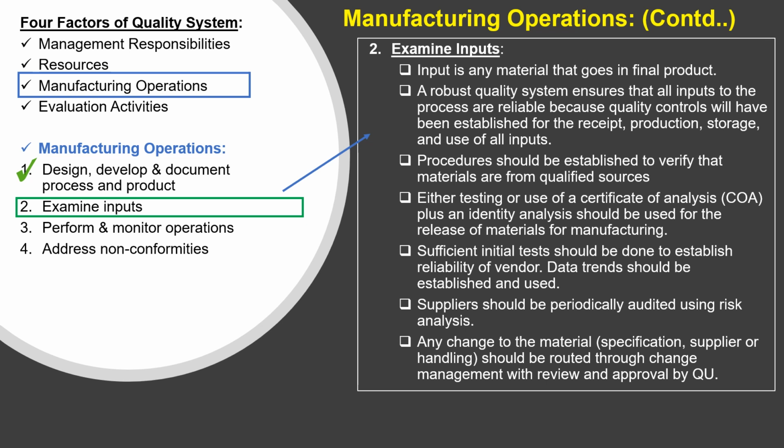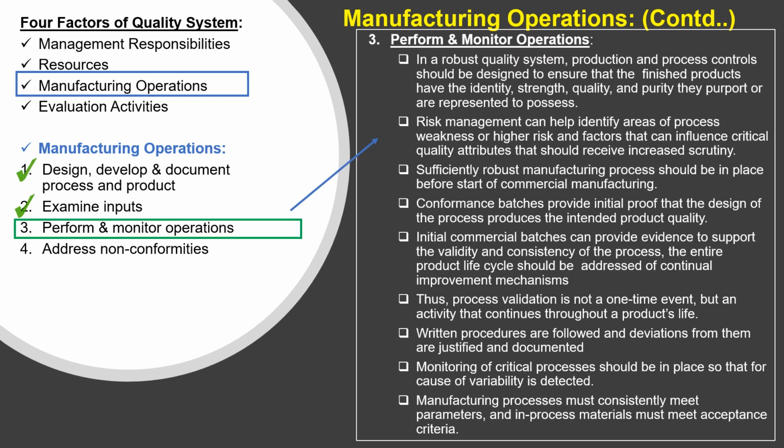Data trends should be established and used. Suppliers should be periodically audited using risk analysis. Any change to material, that is specifications, suppliers or handling, should be routed through change management with review and approval by the quality unit.